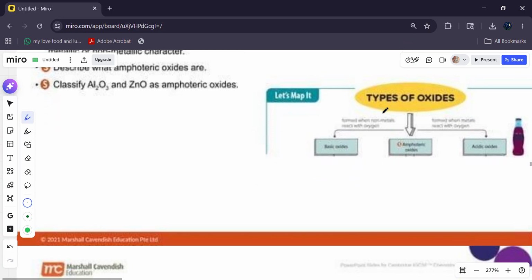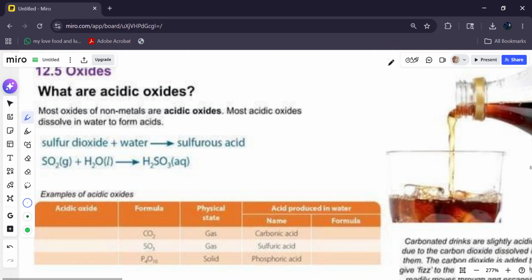Excuse me, this mouse board is kind of like oxides. We're going to start with acidic oxides. Oxides can be two things: an acidic oxide or a basic oxide.